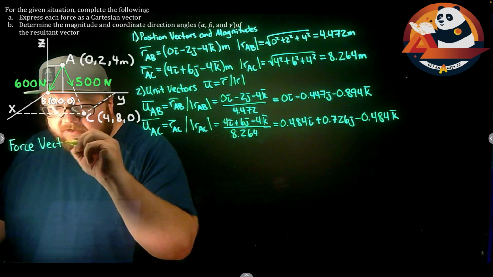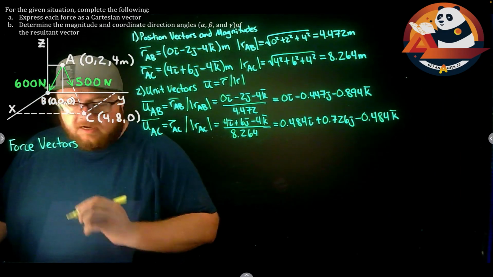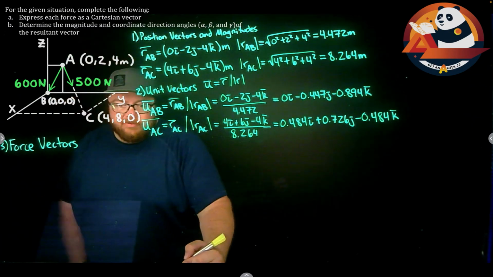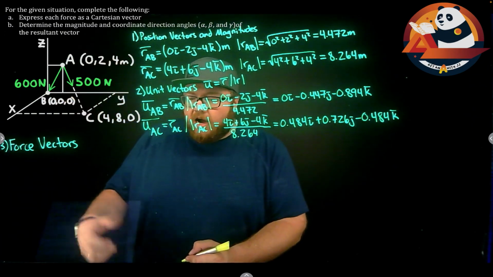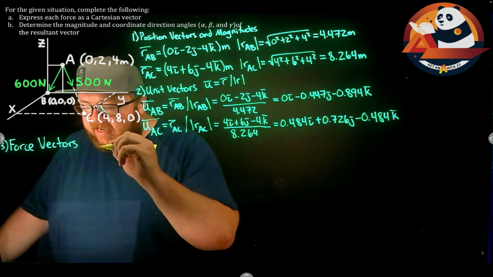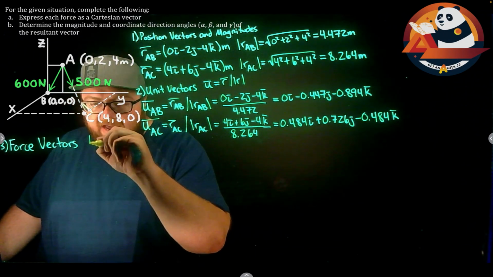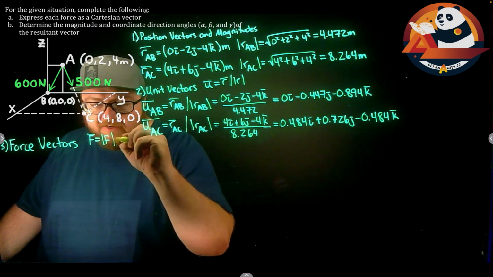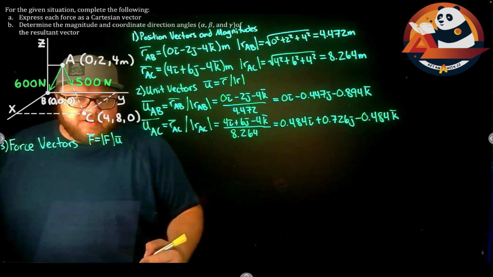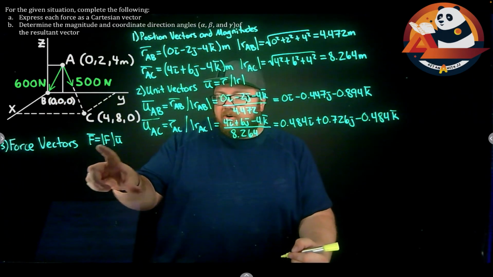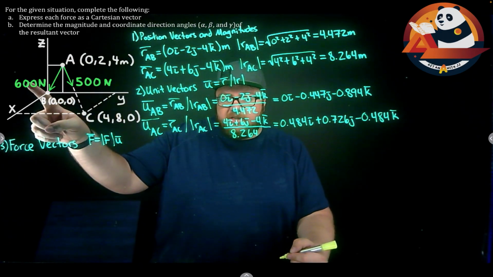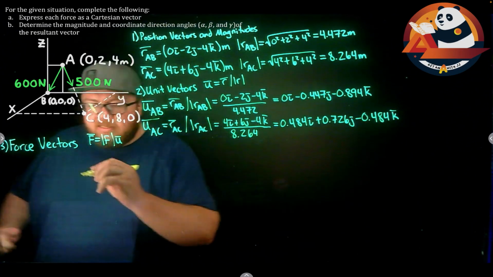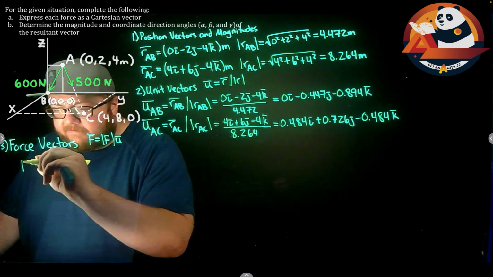Force vectors will be my third step as I tackle this. Step 3, force vectors. A force vector F is my magnitude times a unit vector. My magnitudes are given, 600 and 500. My unit vectors, I just found. So I can get FAB.